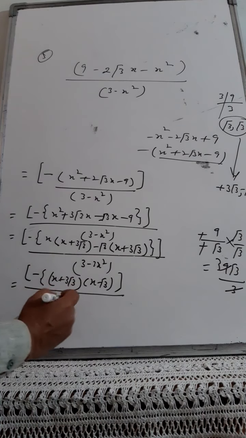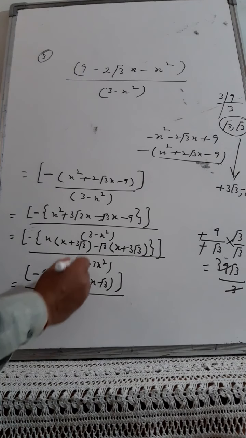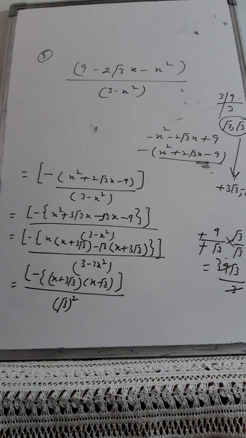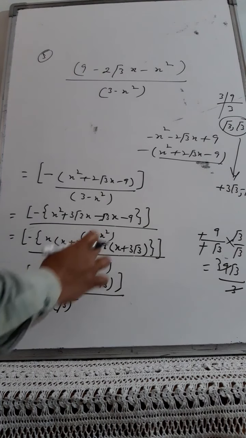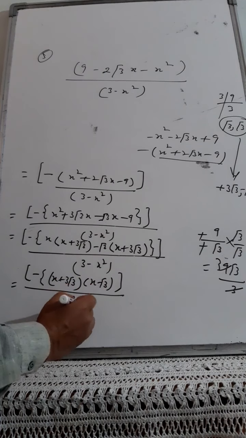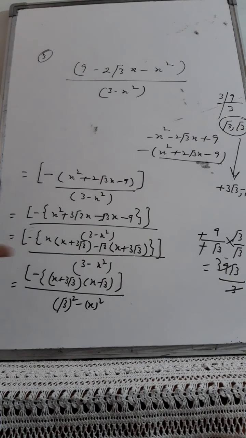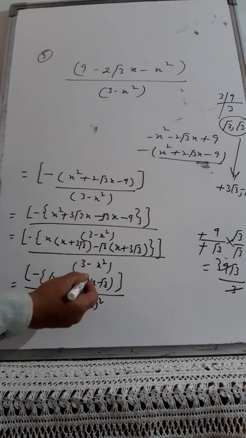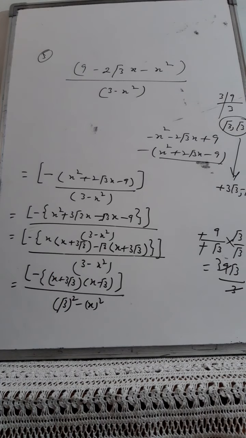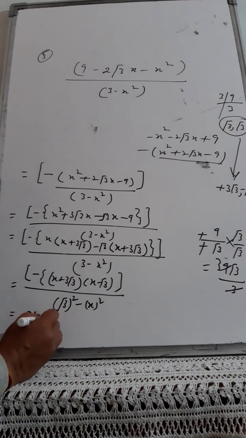What can I do in the denominator? Look at this. Can I express this 3 in terms of root 3 square? Of course, yes. Root 3 square, and this was minus x square only. This is not 3 anywhere. So this is your minus x square. So your denominator is now lying in the form of under root 3 minus x and under root 3 plus x. If I change the sign, inside the brackets you will be left here with 3 root 3 plus x.